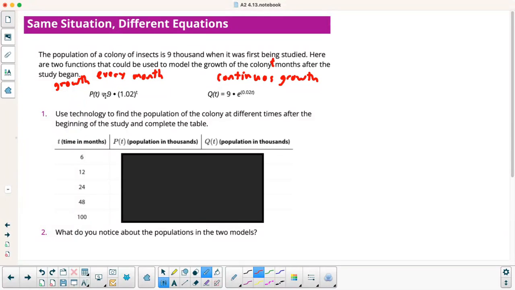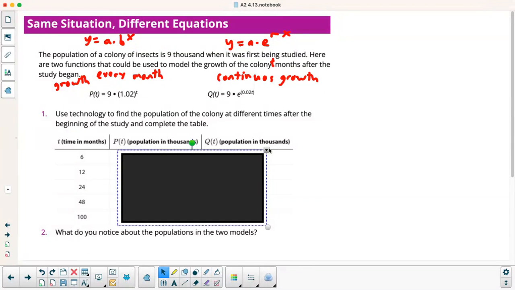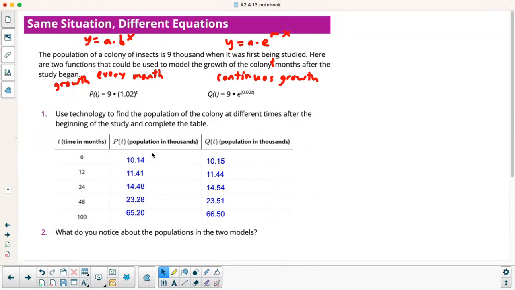Basically here, 9 is your initial value. 2% is the percent you're growing at. So here you have to add it to 1 to get your base. This is that y equals a times b to the x. And this is y equals a times e to the rx. So your rate is 2% on both of those. This one I use a base of e. So I'm going to plug all these numbers in for t, and make sure you get the same numbers. Make sure you're using it on your calculator properly. But I already typed them in here to speed things up a little bit, and you should get these values.